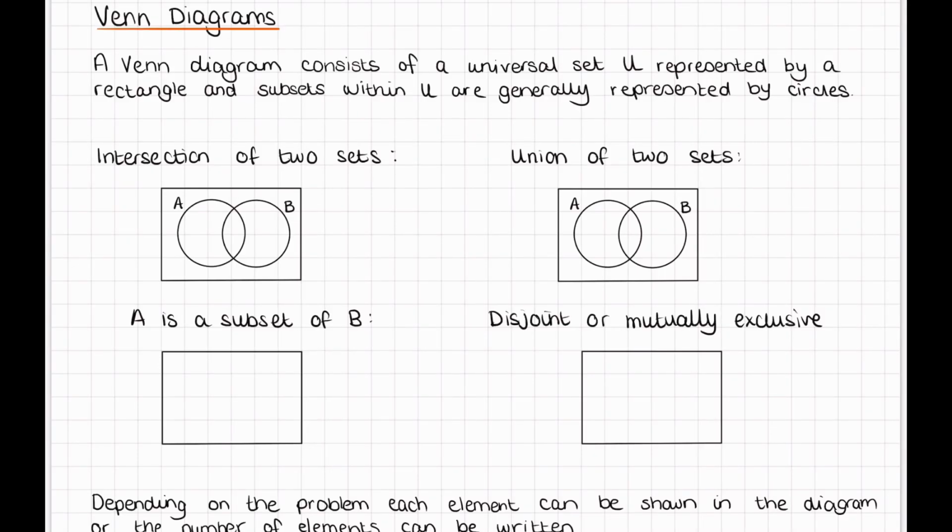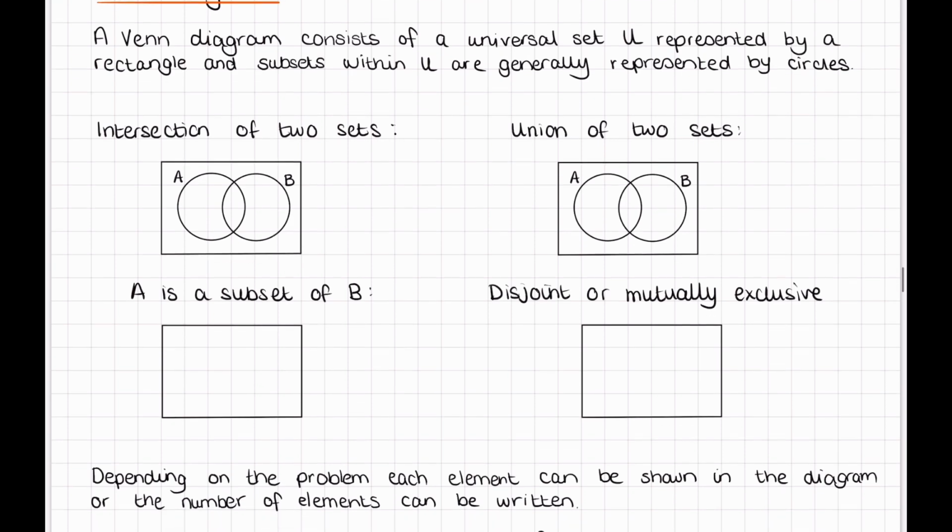This video is on Venn diagrams. A Venn diagram consists of a universal set, which we generally once again represent with the capital U, represented by a rectangle, and subsets within the universal set are generally represented by circles. We're just going to represent a few things that we've already looked at previously on Venn diagrams.